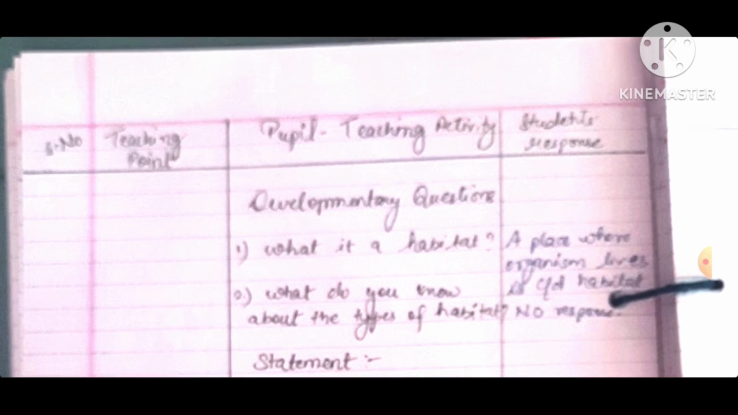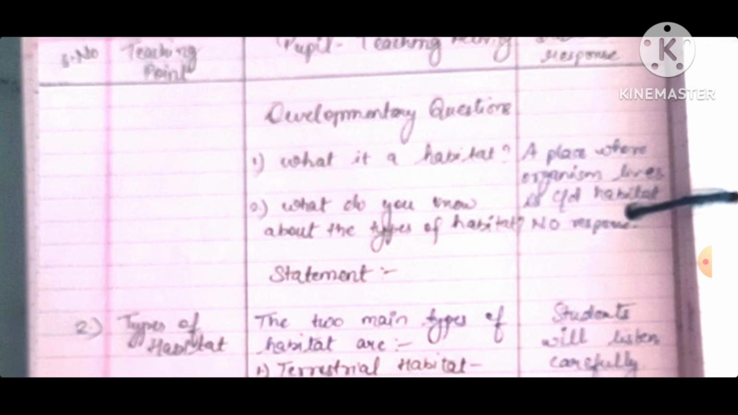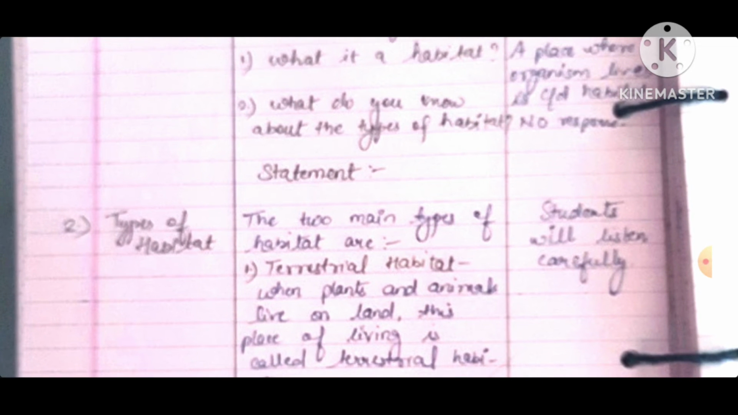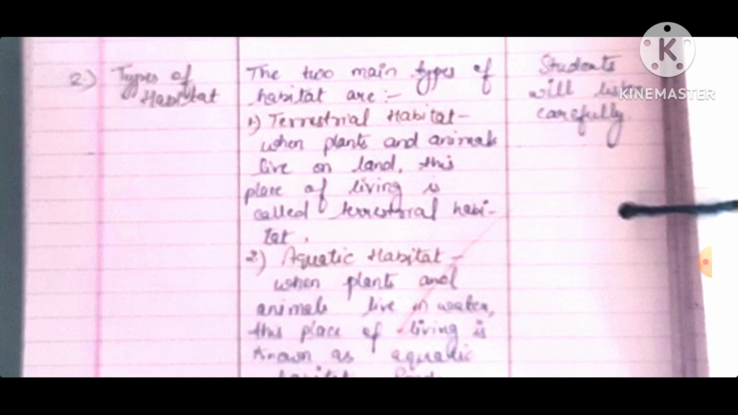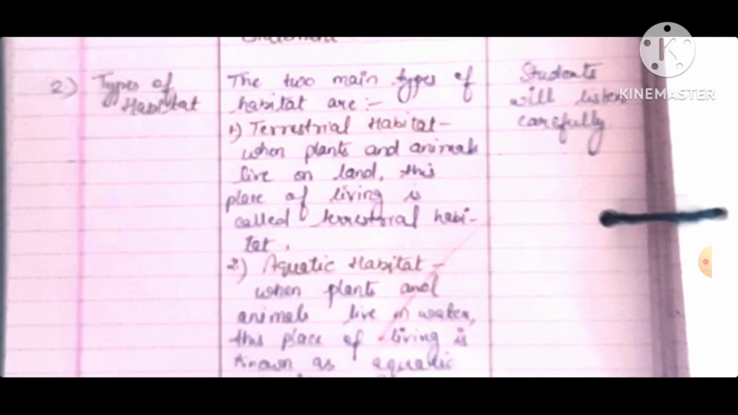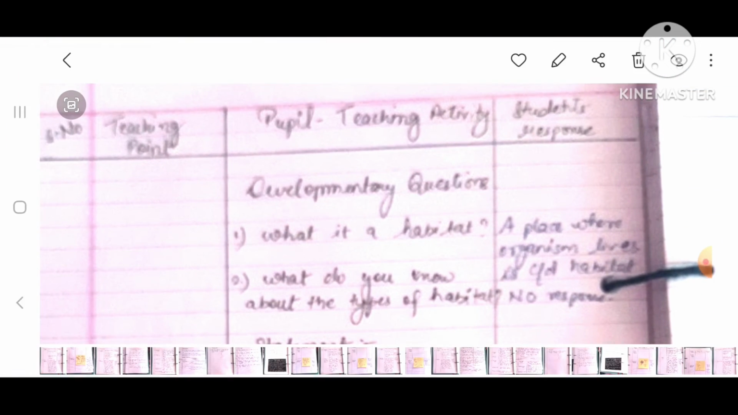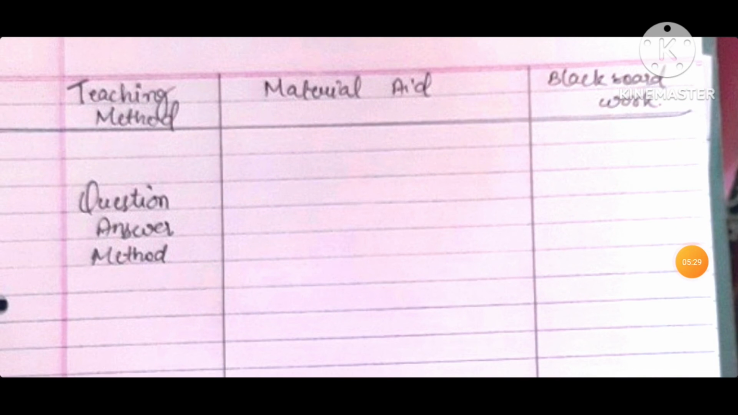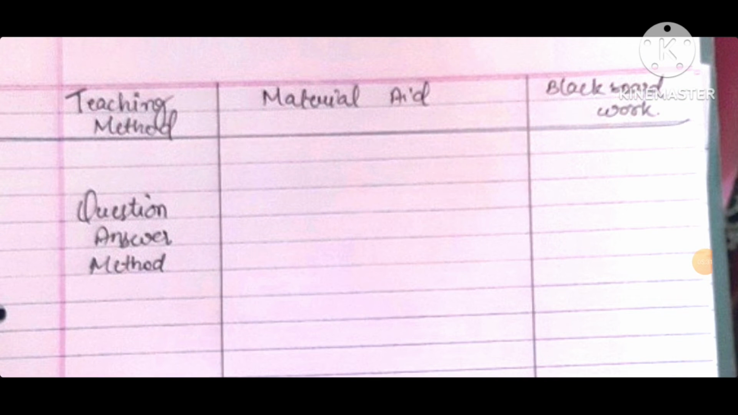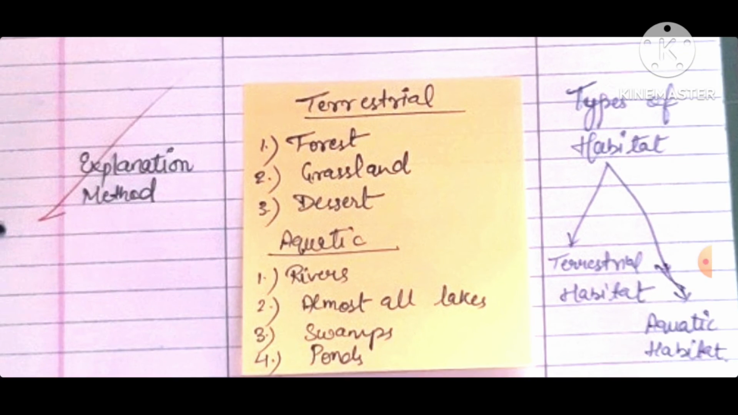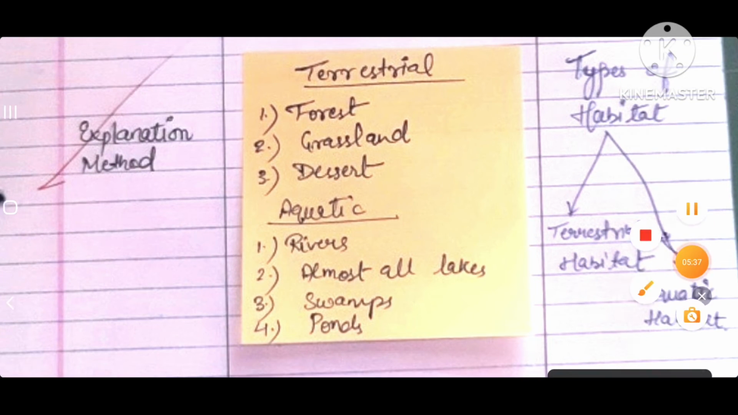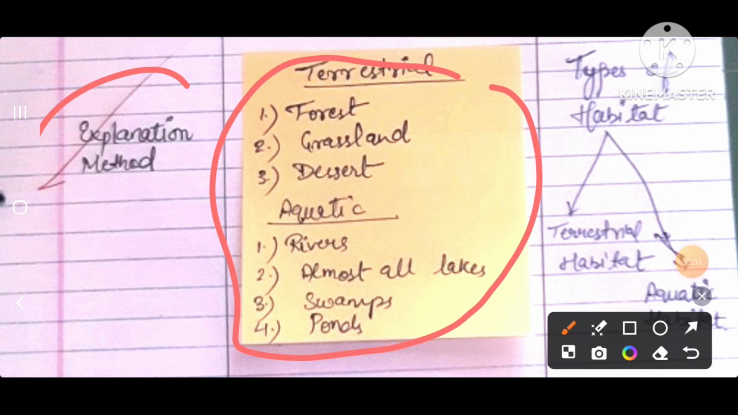As you can see, the pattern is the same for all the teaching points. You have to first write the developmental questions, then you have to write the topic, then a statement, that is the full explanation of types of habitat. So you can see this. After that you have to write down the teaching method, material aid and the blackboard work. So this is the material aid and this is the method.